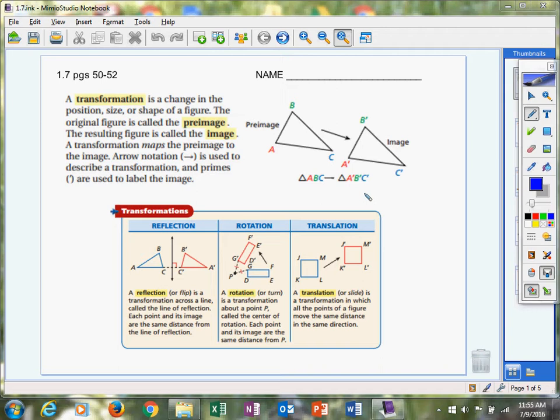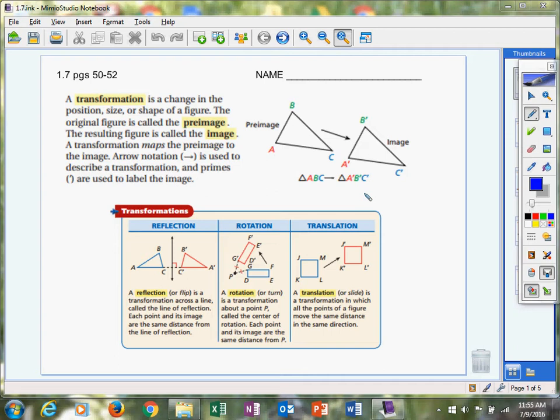And notice the tick marks that are beside A, B, and C. They're called primes. We use those primes very specifically to indicate what happened after the transformation occurred. The pre-image is triangle ABC, and then after the transformation, it's triangle A prime, B prime, C prime, is how you say it. Arrow notation is that arrow that's between triangle ABC and the other triangle A prime, B prime, C prime. That arrow indicates that a transformation has occurred.